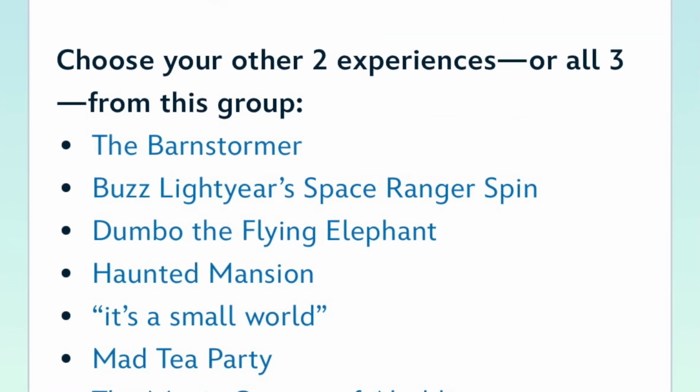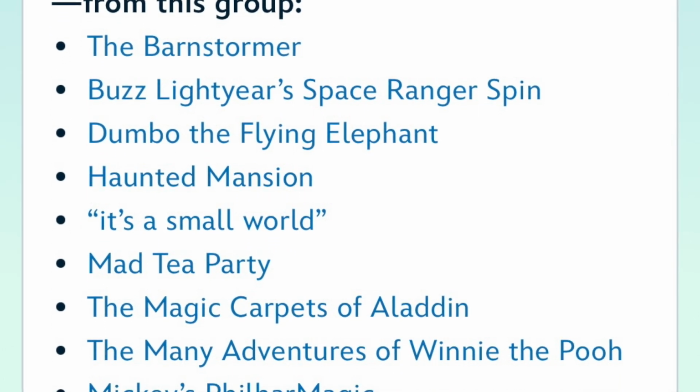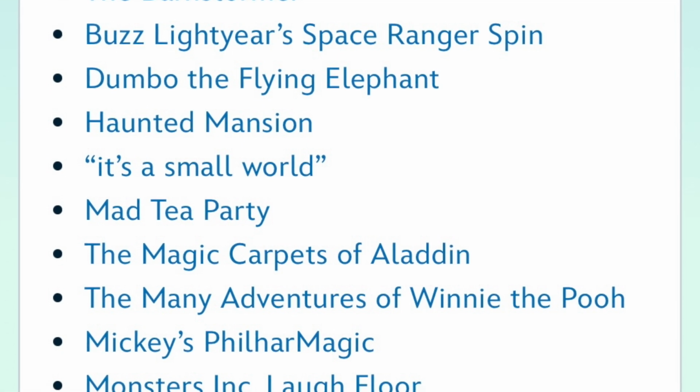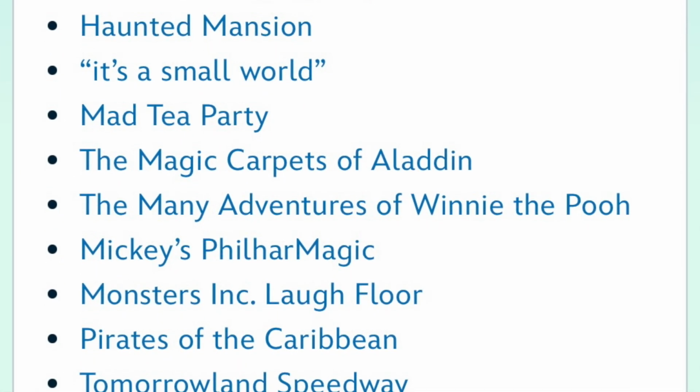Here is the next group of attractions, and you get to get 2 in this group. So in total is 3. As soon as you use the one, you can go and make another one, and so on for the day.